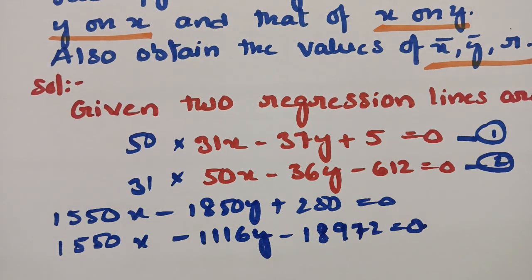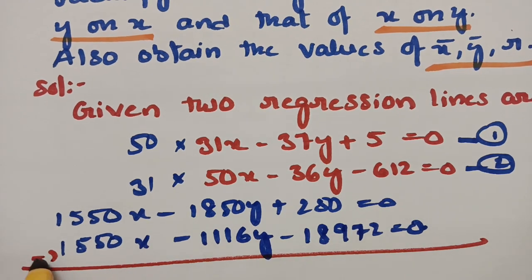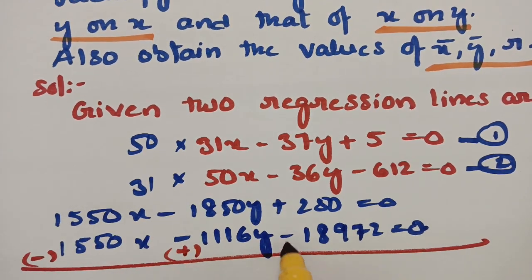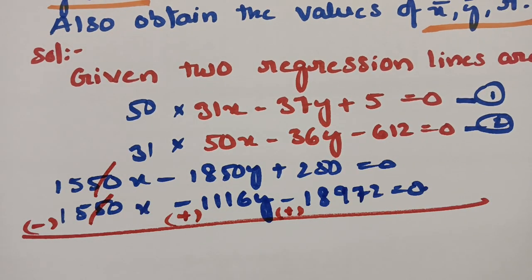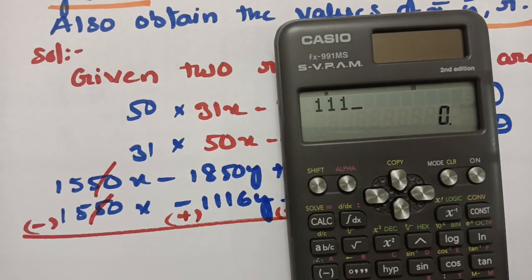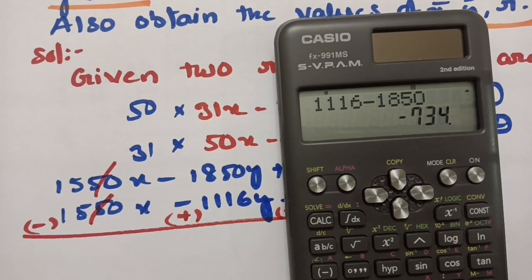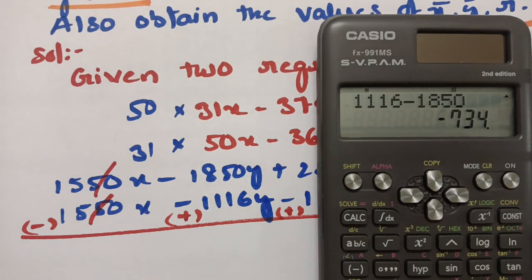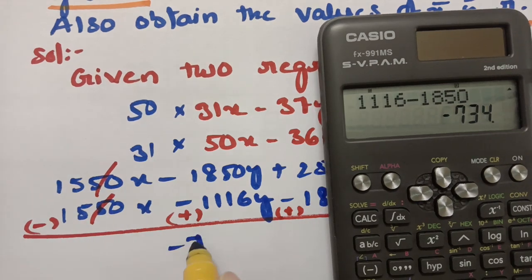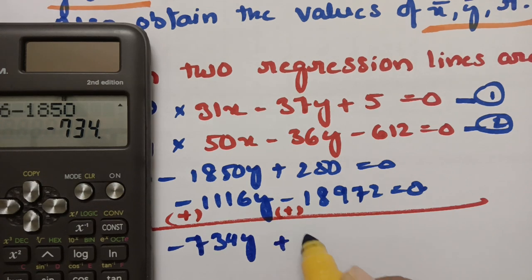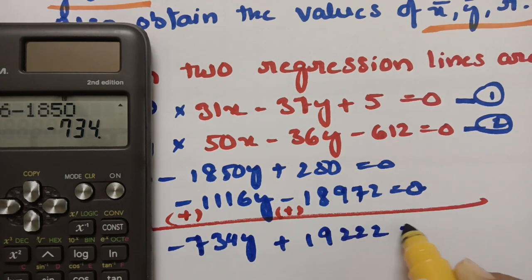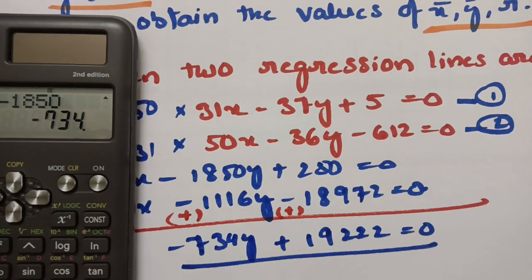Clear? And now we are going to subtract this one. From both the equations, if I subtract, this will be minus, this will be plus, and this will be plus. So I can simply cancel these two, and the value here will be 1116 minus 1850. The value here is minus 734, so this will be minus 734y, and if I add this one, this will be 19222. Now I need the value of y here.